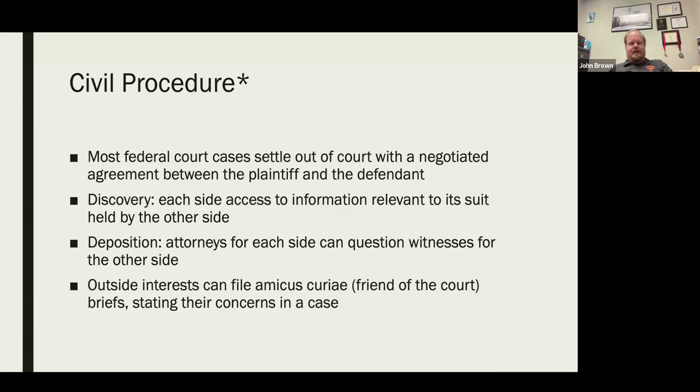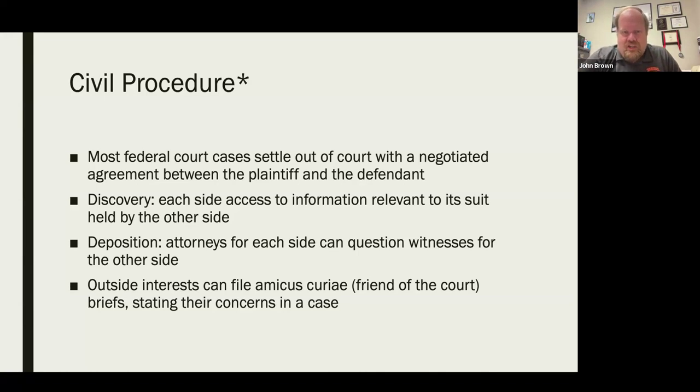First is discovery. Discovery is when each side gets access to information relevant to its suit held by the other side. So we get to see what the other side has so that we can build our argument in response to that.